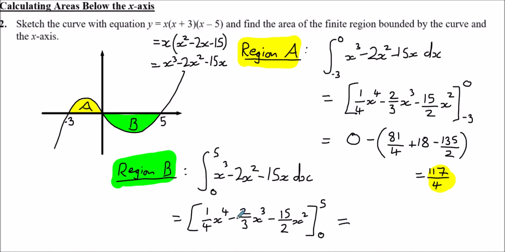So substitute in x being 5 into this. Again, don't take my word for it, do it on a calculator. We get 625 over 4. 5 to the power 4 is 625. Then minus 2/3 times 125, that gives us minus 250 over 3. Then minus 15 over 2 times 5 squared, so that's 15 times 25 all over 2, that gives us 375 over 2.